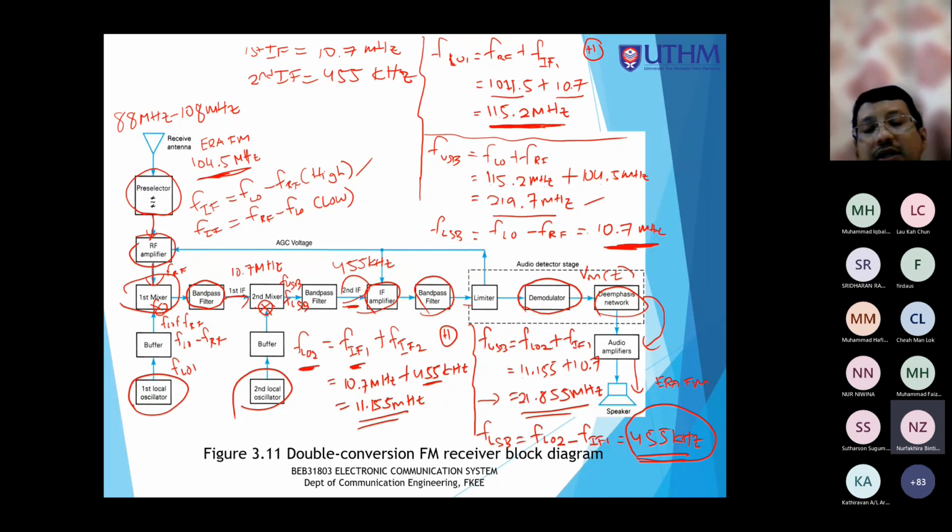So you see that this process happens with two down conversions of frequencies. From the RF frequency band, down convert into the first IF centered at 10.7, and then another down convert centered at 455 kilohertz. Then from there, we can do the demodulation process. So we down convert two times, so that it is easy for us to do the demodulation process.